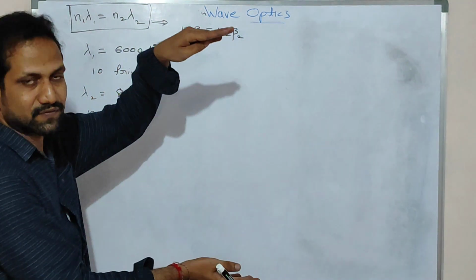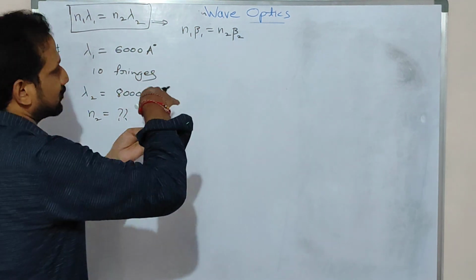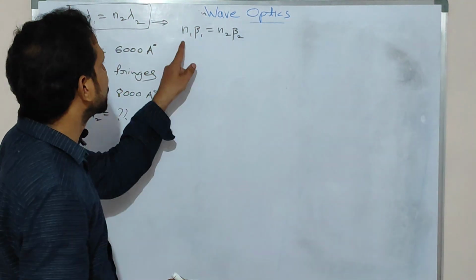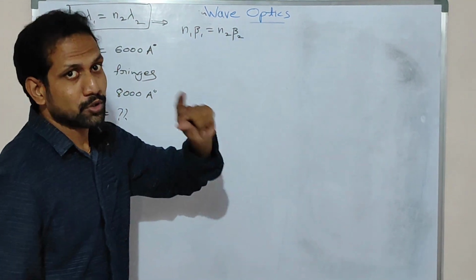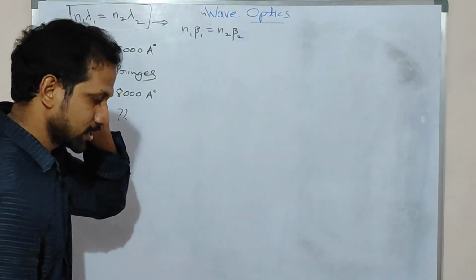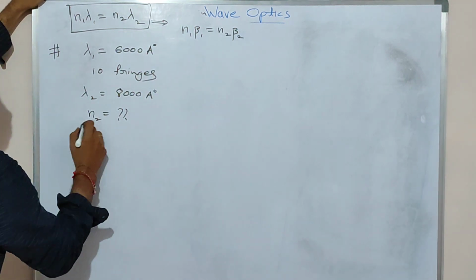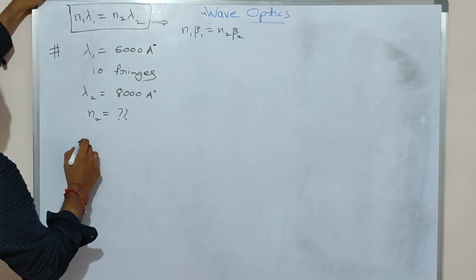Okay, n into beta is the width of the screen, or field of view, we can have. The length of the field of view is constant, no? So only n into beta is constant. So n1 beta 1 equals n2 beta 2, provided the capital D remains constant. What is that constant? Capital D remains constant, right? And of course small d. So if we substitute in this formula, then you will get n1 lambda 1 equals n2 lambda 2.